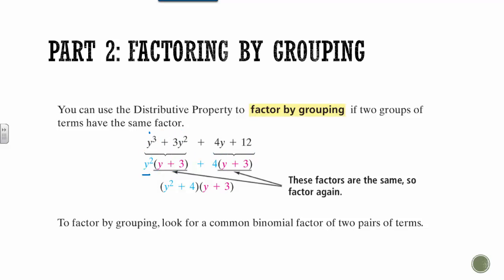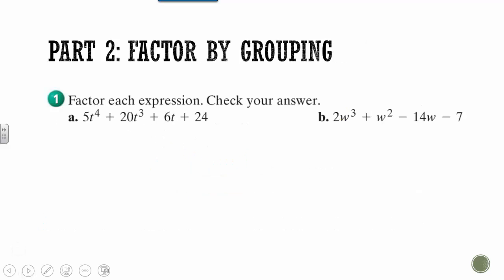Now, if you do this right, these 2 things should be the same. And then we're going to factor that out and see what's left over, which is the y squared plus 4. To factor by grouping, you should always look for a common binomial factor of 2 pairs of terms. So in order to factor these, the first thing you should always look for is a GCF. It doesn't matter what we are factoring, look to see if they have anything in common.